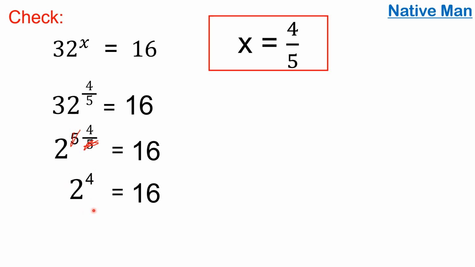And what is 2 raised to the fourth power if you simplify? This is equal to 16. So therefore, 16 is equal to 16 and that is true. So our answer is correct. x is equal to 4 over 5.